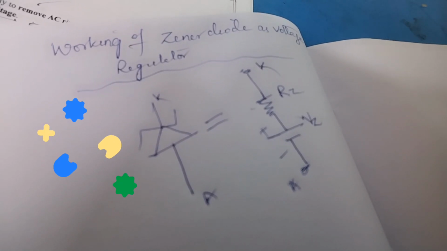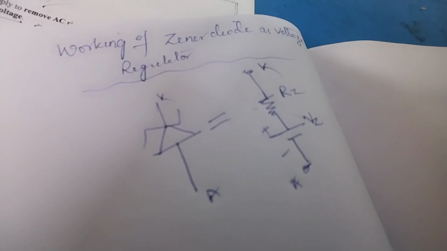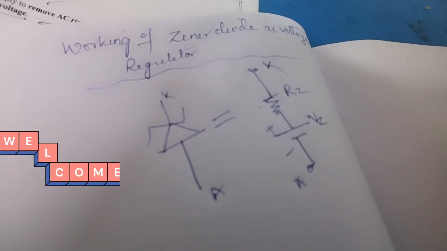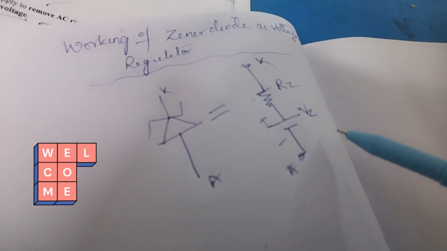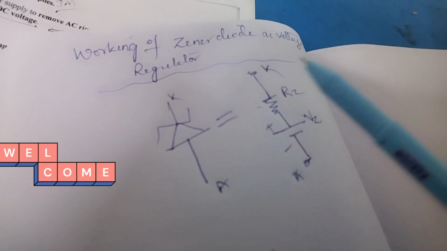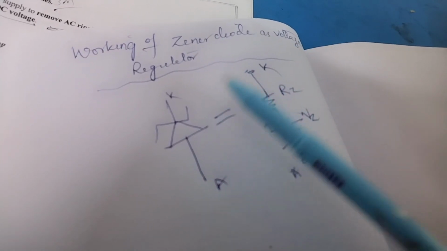Today I am going to discuss one of the most important 5-mark questions of the Electronic Devices subject. This question is from the second unit, that is power supplies, and the question is: explain the working of Zener diode as a voltage regulator.